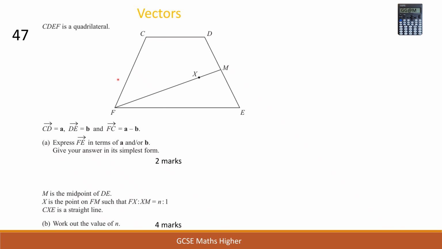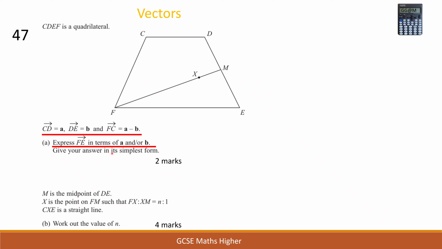Fantastic. So we've got this quadrilateral C, D, E and F, and you're told the measurements, so C to D is A. So I'd write that on your diagram with an arrow going this way to show you've got A. D to E is B, so again with an arrow on showing you've got B, which means M is the midpoint, so this distance is going to be a half of B, and this distance will be a half of B. And then F to C is A minus B.